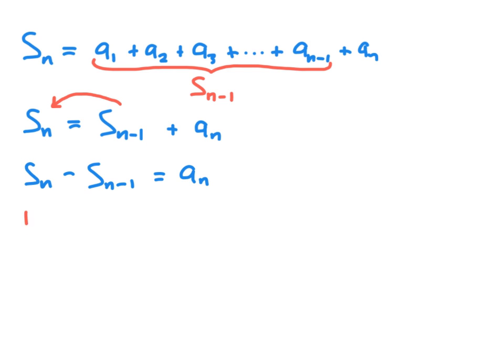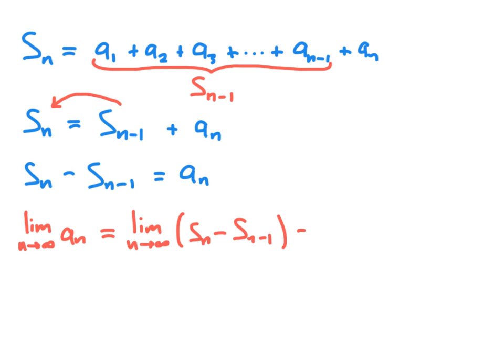This is then helpful to allow us to compute the limit as n goes to infinity of a sub n, because now we can write this limit as the limit as n approaches infinity of s sub n minus s sub n minus 1. Here we have a limit of a difference, and using limit laws, we can write this as the difference of the limits. So we can have the limit as n approaches infinity of s sub n minus the limit as n approaches infinity of s sub n minus 1.